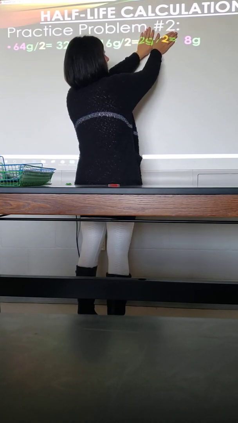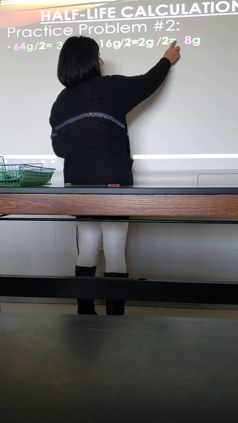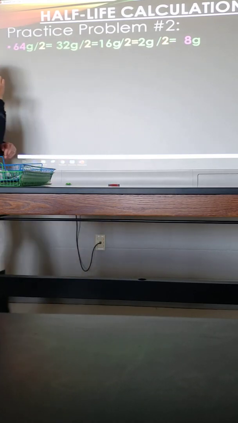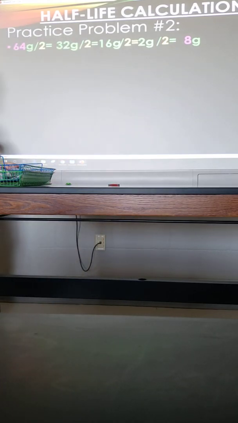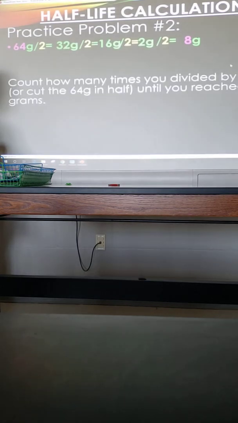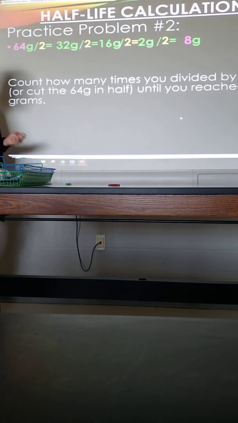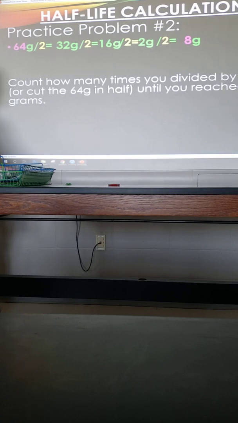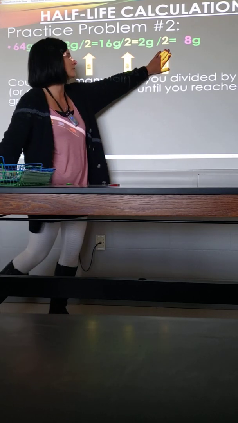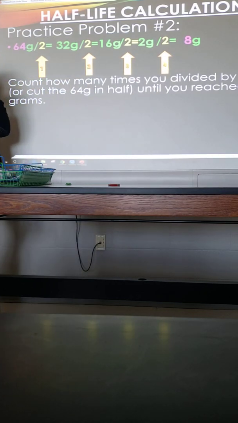Cross this out. All right, so the 2 gram divided by 2 equals, cross that out, sorry. So when we look at this, oh gosh, it probably messed it all up. I even checked this like 3 times. Okay, so we count how many times we divided or cut the 64 grams in half until we reached 8. And so it was 1, 2, should have only been 3, right? So, man, that's a big mistake. I don't know how I missed that.